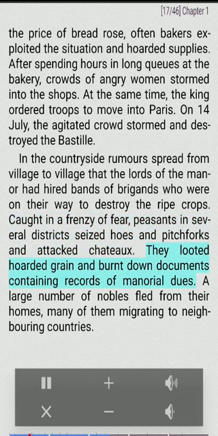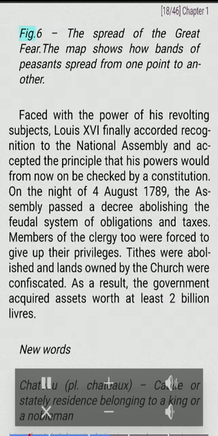Caught in a frenzy of fear, peasants in several districts seized hoes and pitchforks and attacked chateaux. They looted hoarded grain and burnt down documents containing records of manorial dues. A large number of nobles fled from their homes, many of them migrating to neighboring countries. Fig. 6. The spread of the Great Fear. The map shows how bands of peasants spread from one point to another.